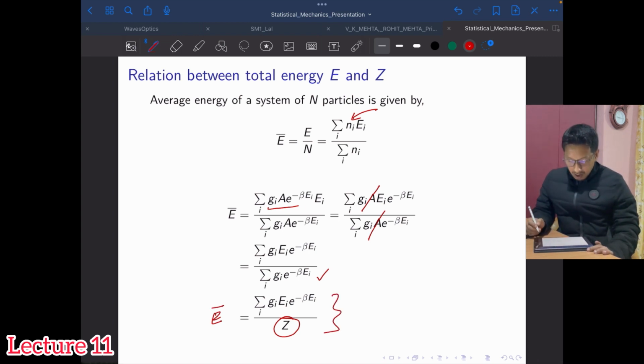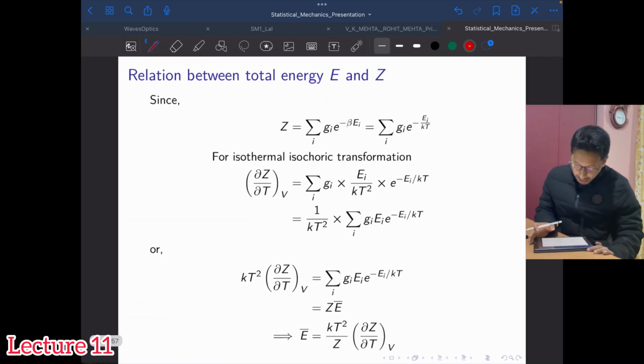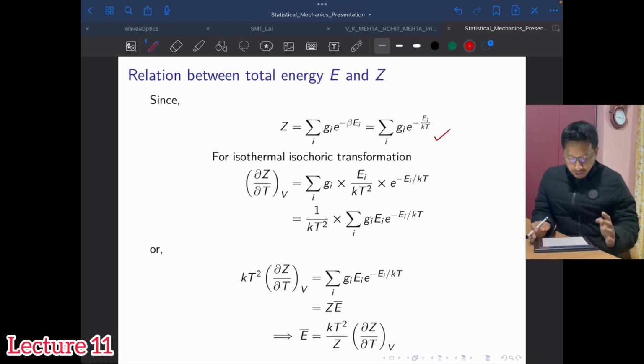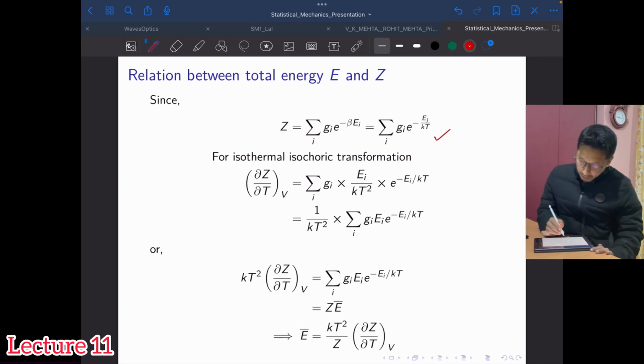Now I need to do a little bit of extra mathematics, where the partition function is given by this particular expression, beta is 1 by kT, and then for an isothermal or isochoric transformation, or that kind of process, I do del Z by del T at constant volume.